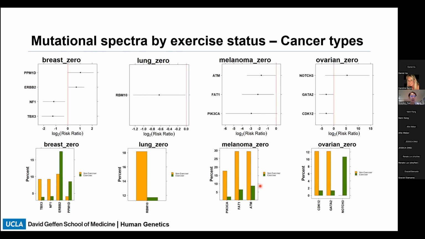I also have this for a bunch of different cancer types. And basically the conclusion is that between the exercise dose and the exercise status analyses, we have some overlapping hits, but there are also some genes that are only hits by either looking at dose or either looking at status.